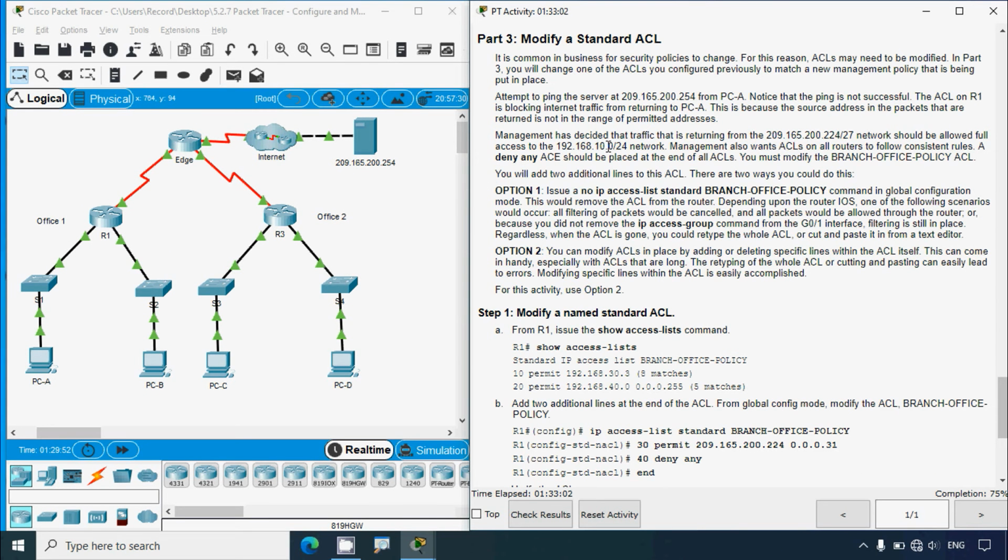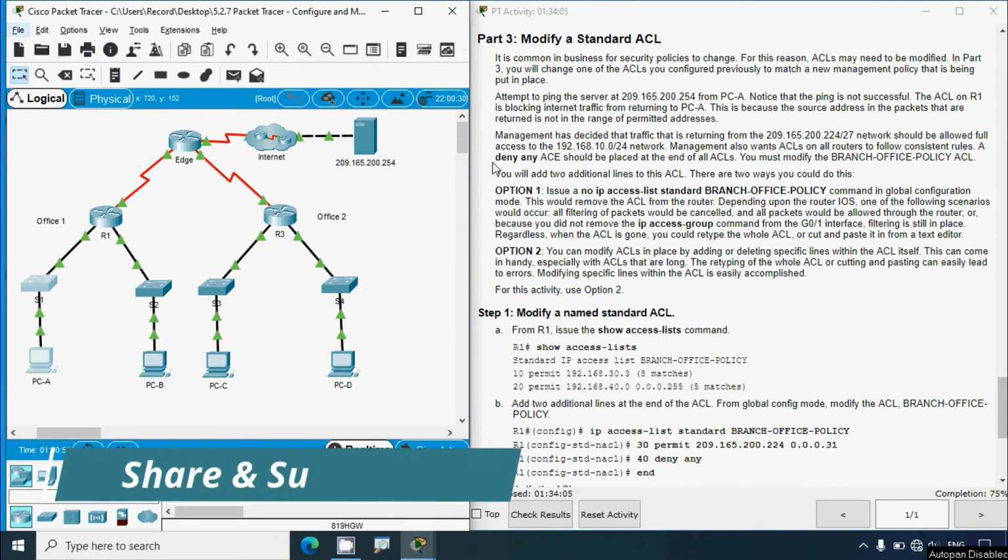Now management has decided that traffic that is returning from the 209.165.200.224/24 network, from this network, should be allowed full access to the 192.168.10.0/24 network. Management also wants ACLs on all routers to follow consistent rules. A deny any ACE should be placed at the end of all ACLs. You must modify the branch-office-policy ACL.